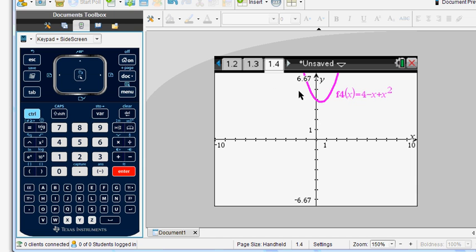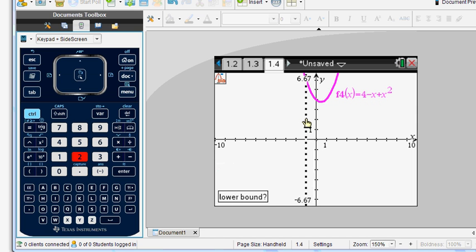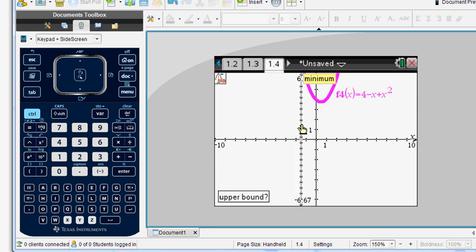We need to find out where this minimum is. To do that, we'll go to Menu and Analyze Graph, 4, and this time we'll go for minimum. If we wanted the other one, we'd do maximum. So we go somewhere to the left. There's a question here, lower bound. We can just press enter there, and then we go to the right somewhere, and we see that this function has a minimum of 3.75 or 3 3/4, and that minimum occurs at x equals 0.5 or 1/2.